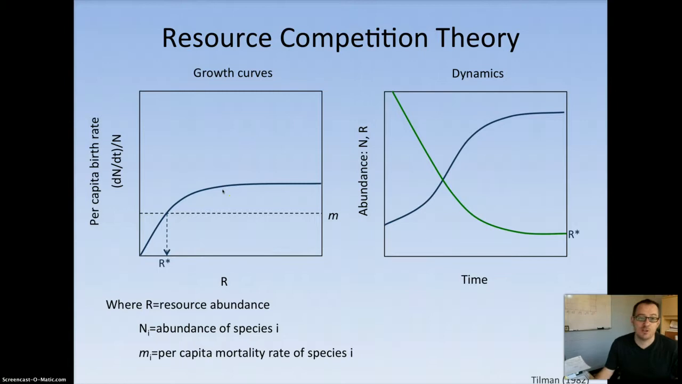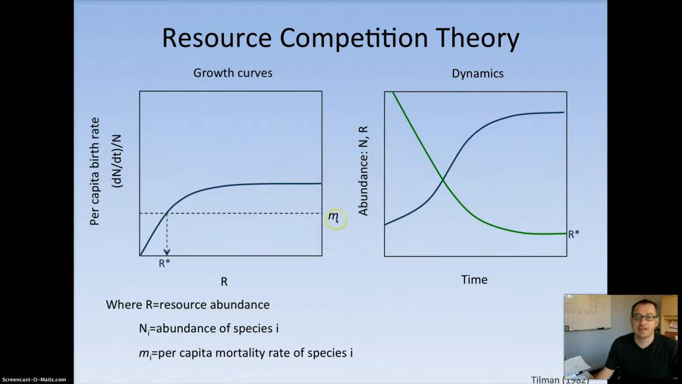However, as it grows, the species is going to be consuming more and more of that resource, and we'll actually see the resource density decrease. And eventually, when it decreases down to this level R star, the whole system is in equilibrium at that point. We've got the per capita birth rate and the mortality rate equal, and therefore the population size is no longer changing, and therefore the consumption rate of resource is constant over time.